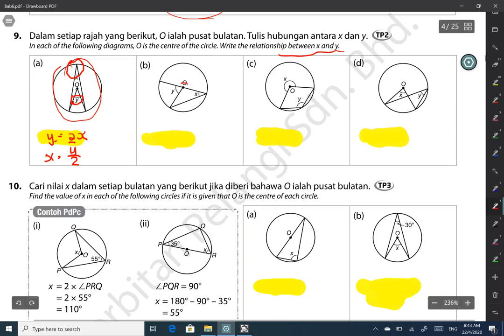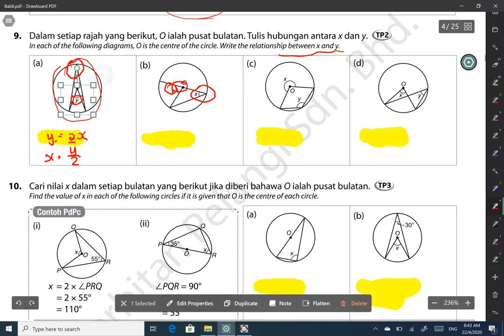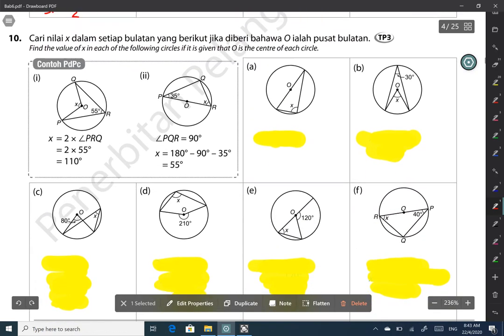This one is center. Y is center. X is circumference. So, Y is equal to 2X. Otherwise, I can write X is half of the center. C and D, you can complete it.